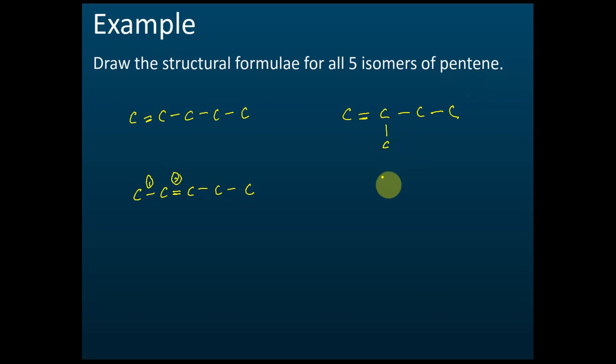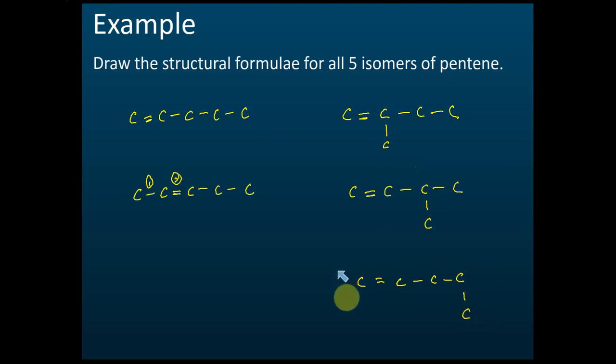Let's try another one. Let's still put the double bond at the same place here. But let's try to put the branch at the other place. This one attached to the second carbon. Let's try this one attached to the third carbon. So this is another isomer. Then how about this one, putting the branch at the fourth carbon?